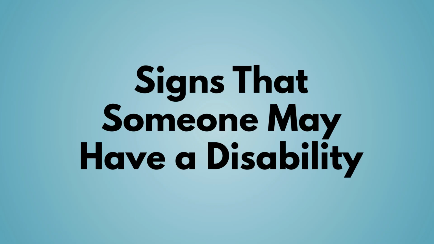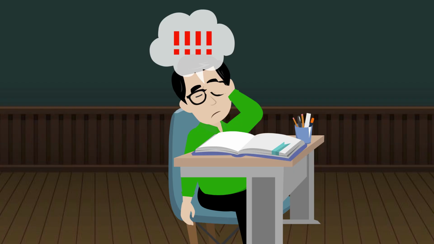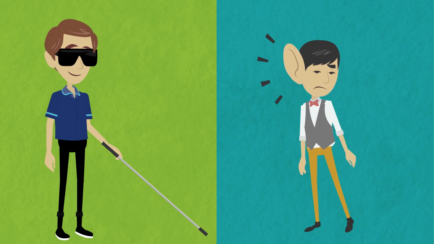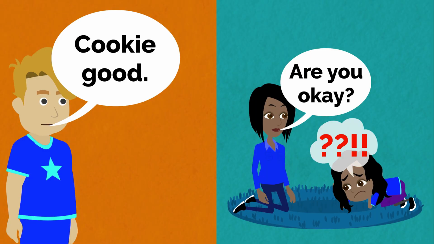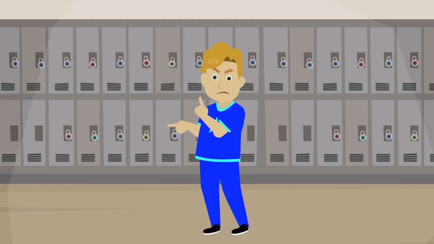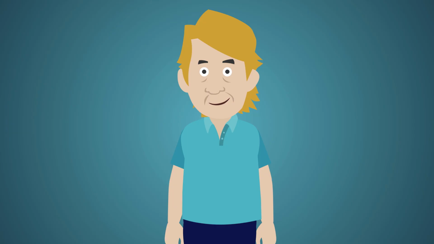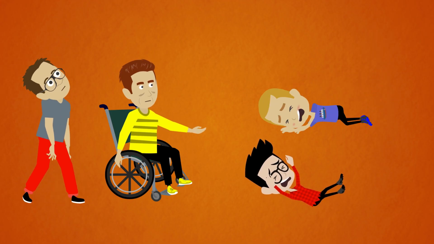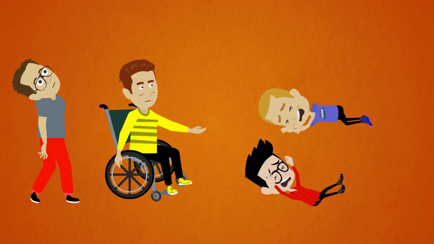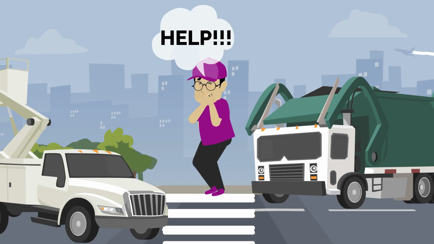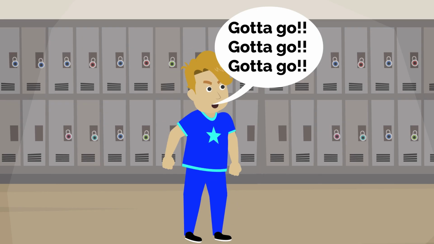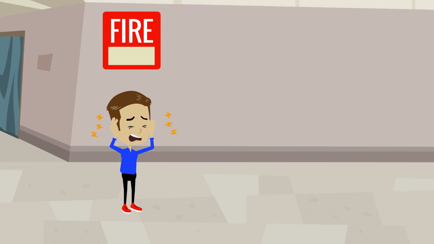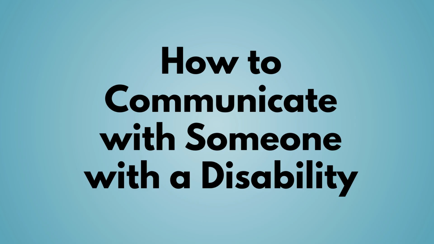Signs that someone may have a disability: difficulty learning, difficulty seeing or hearing, difficulty speaking clearly, differences in communication, or unable to talk, nonverbal, movement of certain body parts, if their appearance looks different, trouble walking, moving, balancing, or standing, difficulty performing tasks, behaves differently, sensory sensitivity.